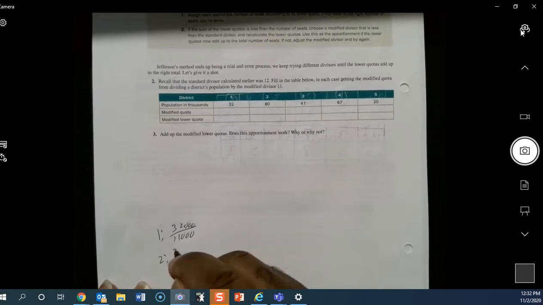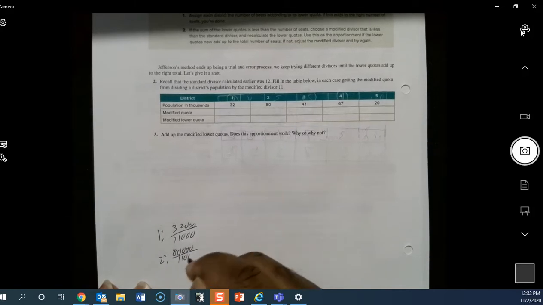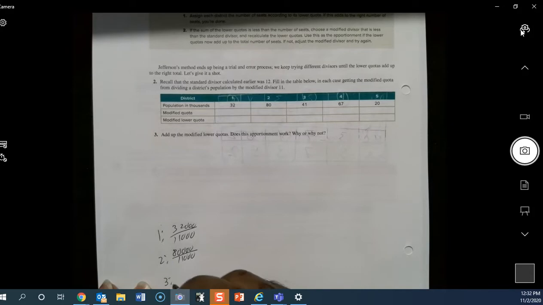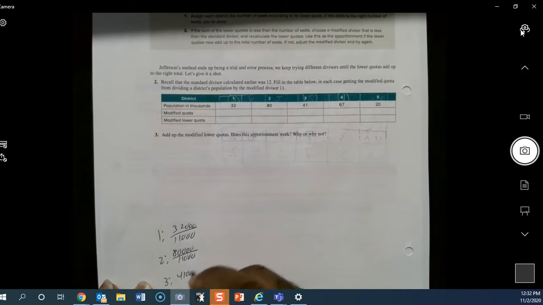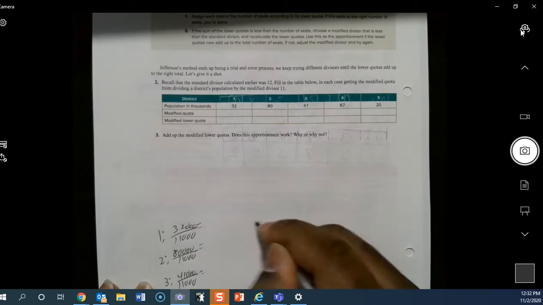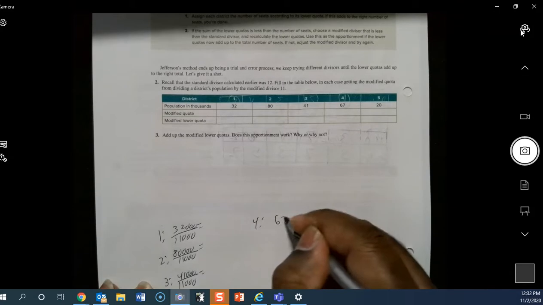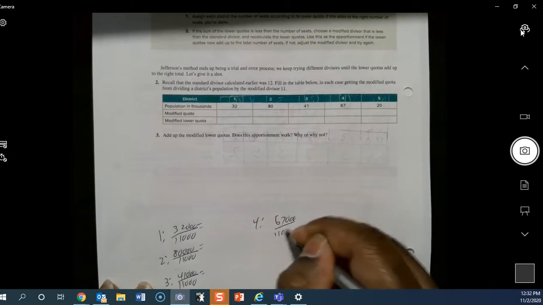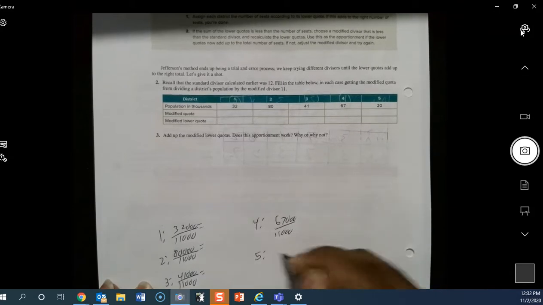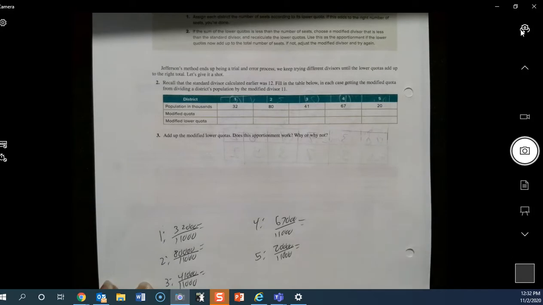District 2 would be 80,000 divided by 11,000. District 3 would be 41,000 divided by 11,000. District 4 would be 67,000 divided by 11,000. And then finally, District 5 would be 20,000 divided by 11,000. Now, we will go to Desmos.